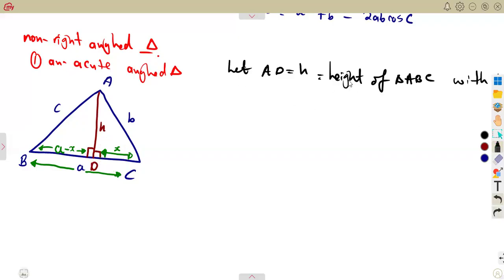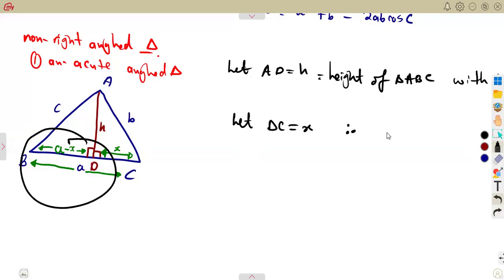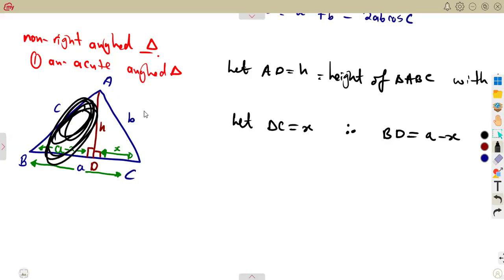As we let AD be H, we are also going to let DC be equal to X. So therefore, from B to D, we now have the length given as A minus X. Consider this triangle, which is the first triangle ABD. That's a right angle triangle, and this is also a right angle triangle. We are going to notice that the Pythagoras theorem can work in evaluation of something here.